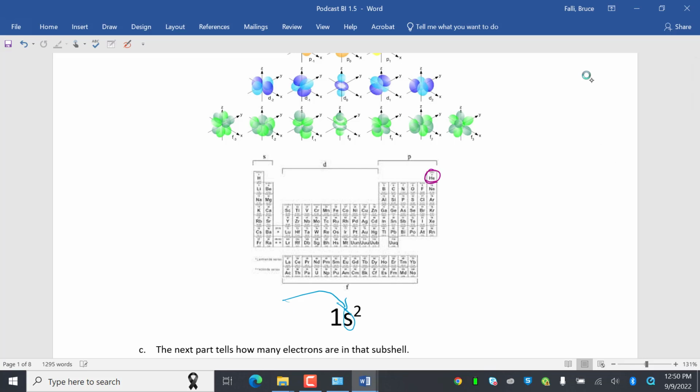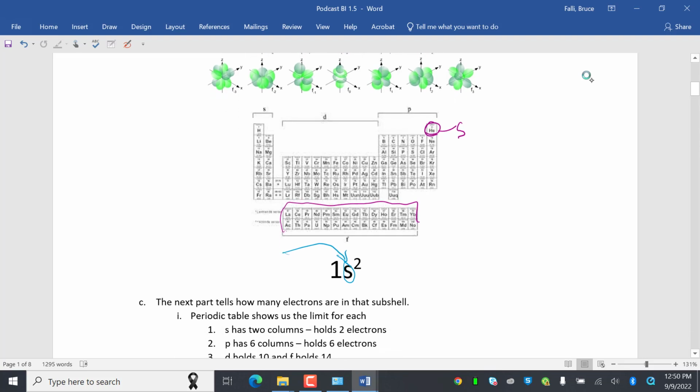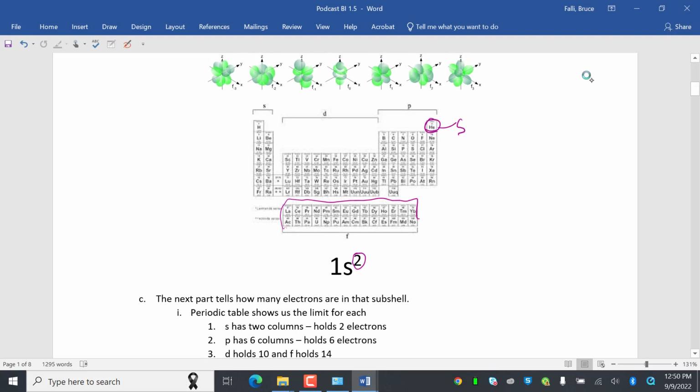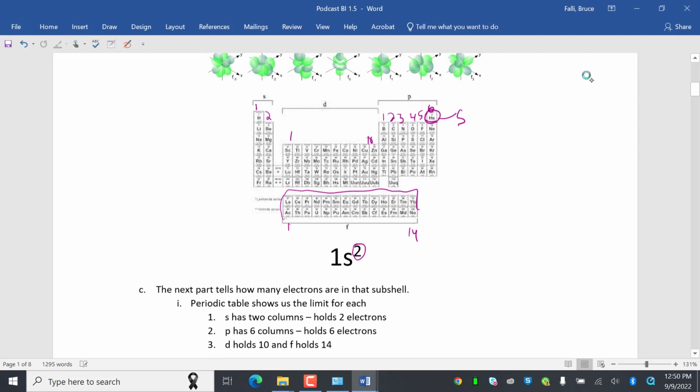This guy right here is also S. The D orbitals, the P orbitals, and then the F orbitals are right here. The next part tells you how many electrons are in that subshell, except it looks like you have the wrong part circled. That would be this number right here. The periodic table shows us the limit for each. If I'm looking at the S orbital, I'd have 1, 2, S holds at most 2. P holds at most 1, 2, 3, 4, 5, 6. D holds 10. F holds 14. And you just count the columns.